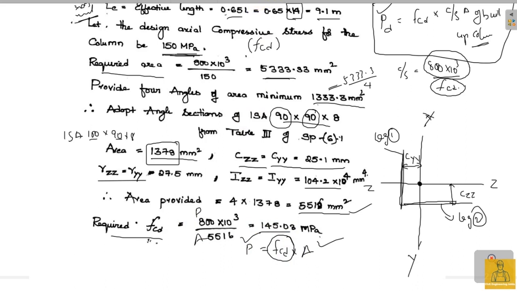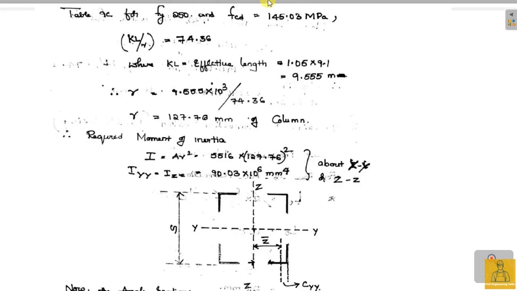So now you have to check for the failure of the column for buckling and other issues. So from table 9C, for Fy, that is 250, the grade of steel, and FCD, we have calculated 145, you can find out what is the value of lambda.